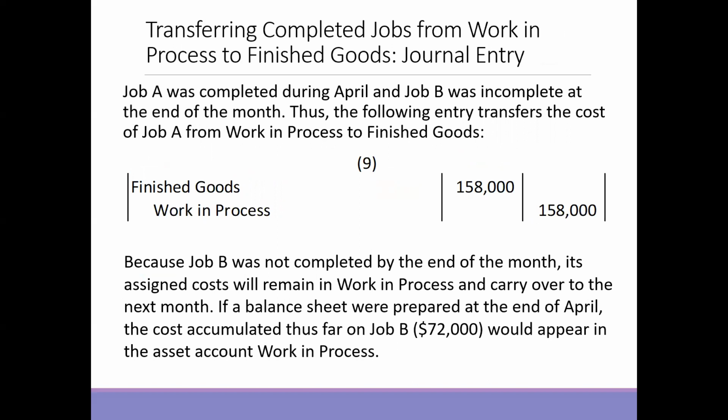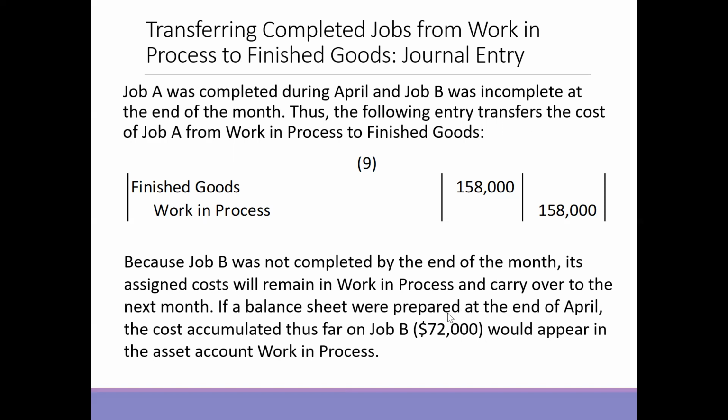Thus, the following entry is what transfers the cost of job A from work in process into finished goods. So you see that journal entry, that finished goods is for job A. It's been completed, so it's out of work in process and it goes into finished goods. Because job B was not completed by the end of the month, its assigned costs stay in work in process and will carry over to the next month or whenever they're completed.